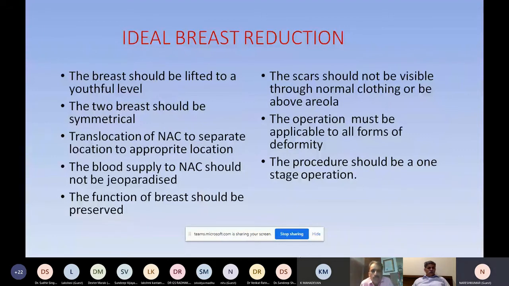For the Wise pattern, what are the advantages? It is suited for very large breast patients who have massive weight loss and skin excess, and good exposure. Nipple elevated for more than 6 centimeters. Which one would you use for this one, Dr. Naresh? My choice is Wise pattern, sir. Sorry, my choice is inverted T technique. Inverted T. Okay, which pedicle? I will go for an inferior pedicle.